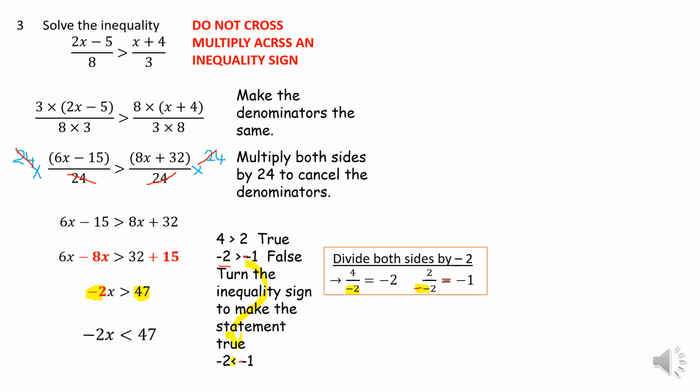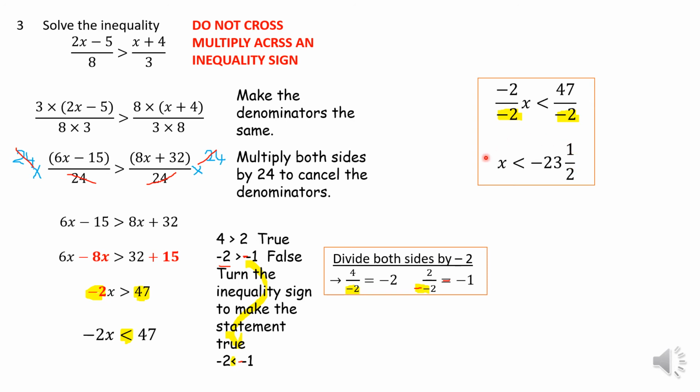So once we do that, you'll realize that, can you see, I have changed the inequality sign here because I'm dividing throughout by -2. And once I do that, I am going to get -23.5. So do not, and I repeat, do not write equal signs here. We're not busy with an equation, we're busy with an inequality.